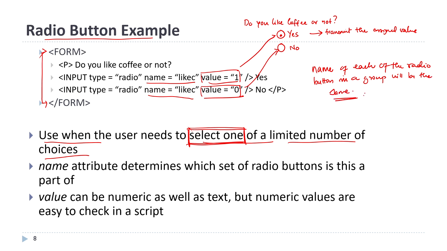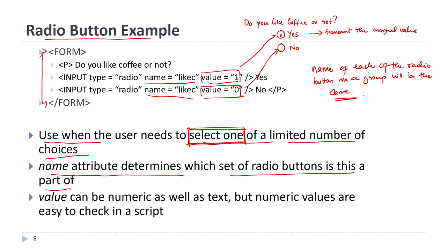Okay? This you need to remember. So, you say that like C yes, like C no, then no, it won't work. So, when you say like C, like C, like C, there is, let us say, 10 options and 10 like C's, that means it will allow you to only pick one out of the options available to you. So, the name attribute determines which set of radio buttons it is a part of. The name attribute tells you which group it is a part of.